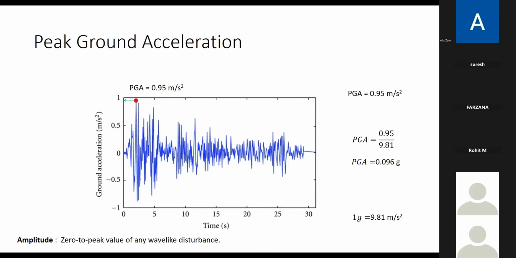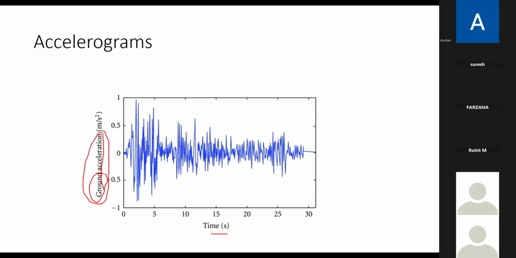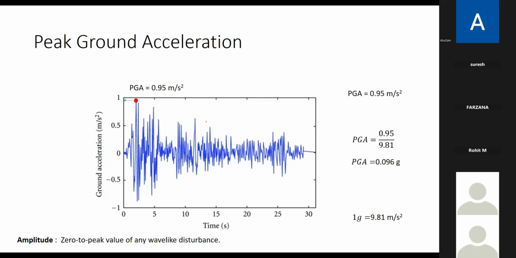I'll go to the next slide. In this slide, you can see that all these are peak points. I just took the maximum point in the acceleration. We call it the peak ground acceleration. This parameter is very important for the structural concept. Whenever we get an earthquake, we take the maximum of the acceleration, called peak ground acceleration, which is always mentioned in meter per second square. We know acceleration will be in meter per second square.